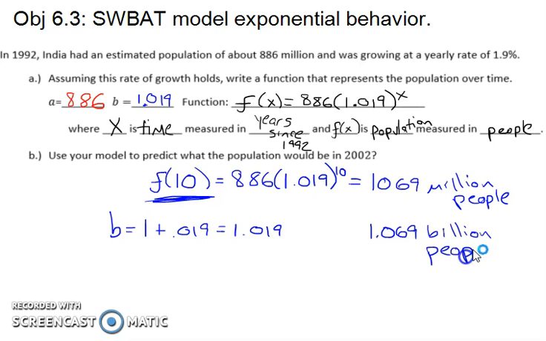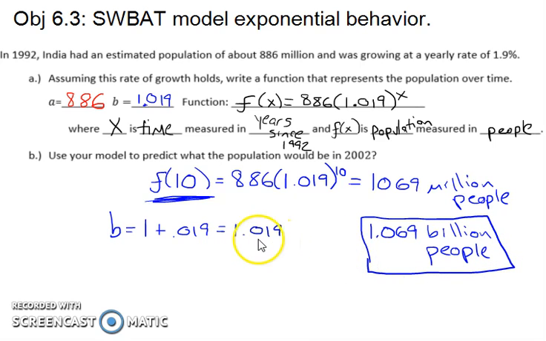Of course, you should Google that and look it up because I'm pretty sure our model is accurate. Population is almost always modeled with an exponential function. So that is it. Our objective was modeling exponential behavior. We wrote a model and then we used the model to make a prediction.